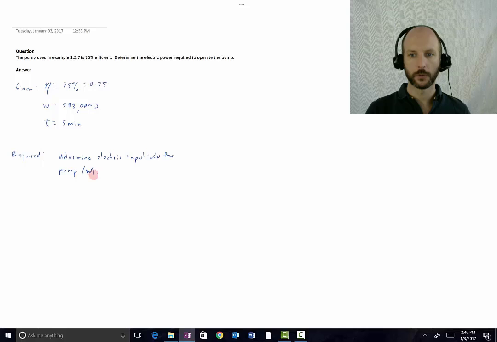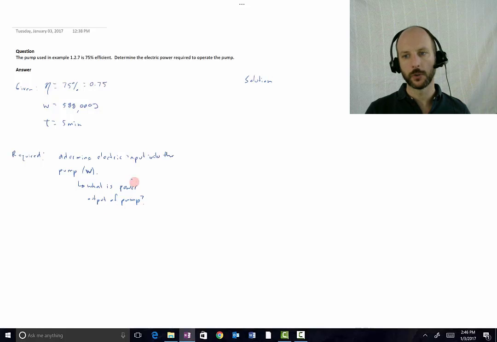So that brings us to the solution method. How we're going to approach this is we want to calculate what the power output of the pump is, and we can get that from work. So remember that the definition of power is the rate of change of work with respect to time, or how much work is done in a period of time. Work is in joules, time is in seconds, and power is in joules per second, which we call a watt. So our work done was 588 kilojoules. That took us 5 minutes to do that. So that is our power calculation.